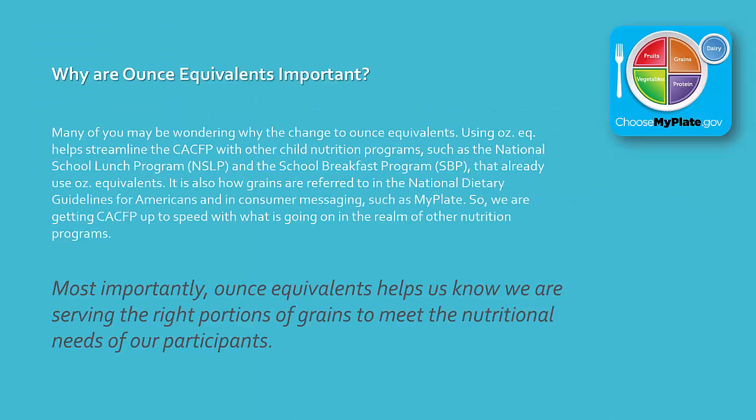Why are ounce equivalents important? Many of you may be wondering why the change to ounce equivalents. Using ounce equivalents helps streamline the CACFP with other child nutrition programs, such as the National School Lunch Program and the School Breakfast Program, that already use ounce equivalents. It is also how grains are referred to in the National Dietary Guidelines for Americans and in consumer messaging, such as My Plate. So we are getting the CACFP up to speed with the other nutrition programs. But most importantly, ounce equivalents help us know we are serving the right portions of grains to meet the nutritional needs of our participants.